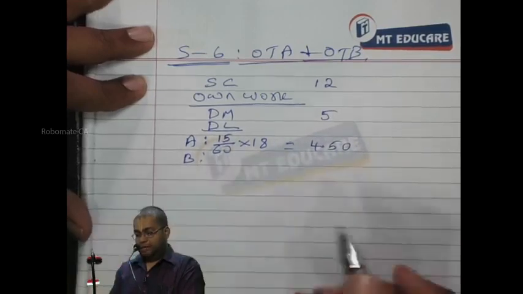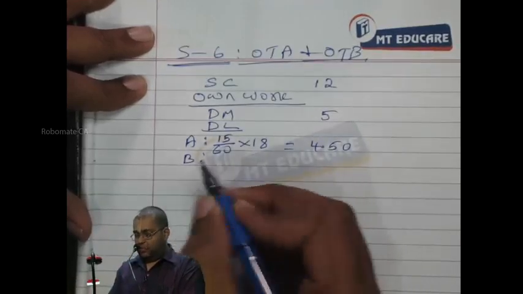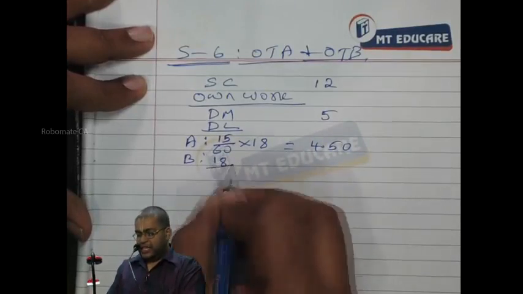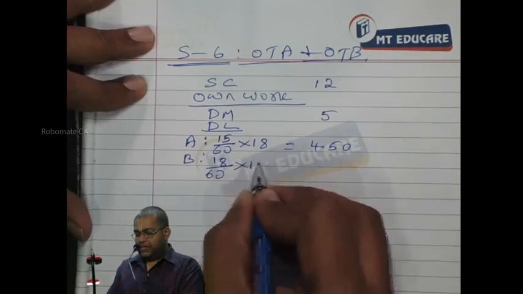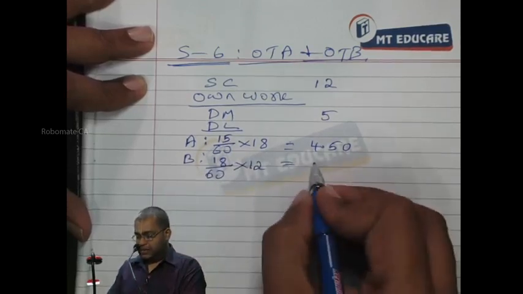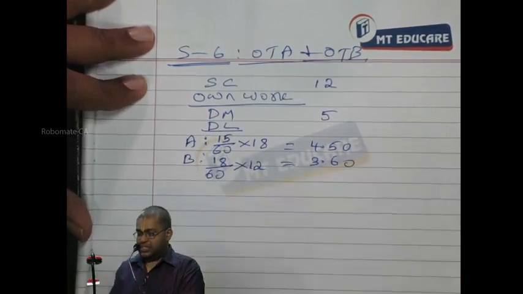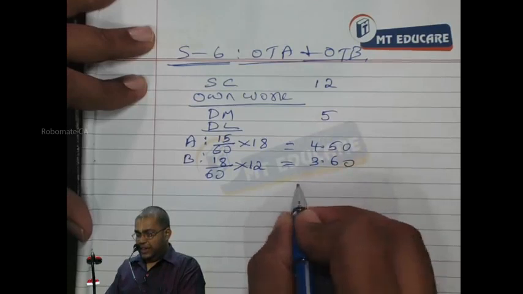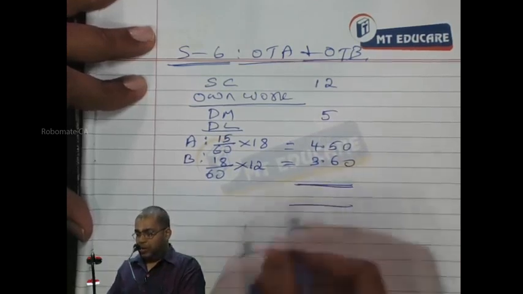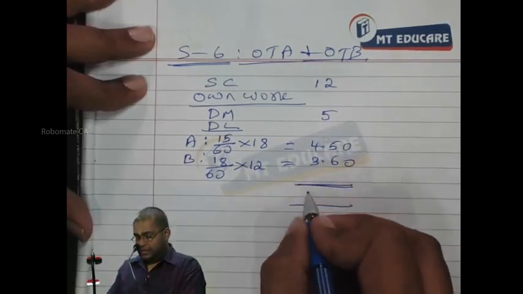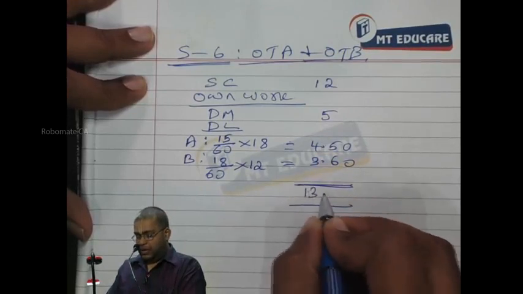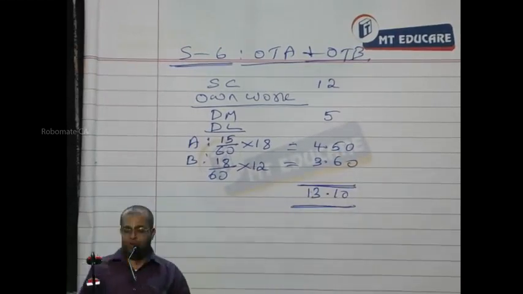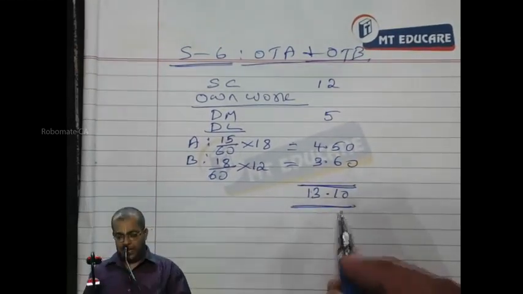4.50. Now, B, how much is the amount with overtime? 18 rupees for 60 minutes. What is it for 12 minutes? Tell me the number. 3.6. Yes, 3.6. This is direct labor of machine A and machine B. If I total, what is the total of own work here? 13.10. If I do overtime of both, I have to spend for every meter 13.10.